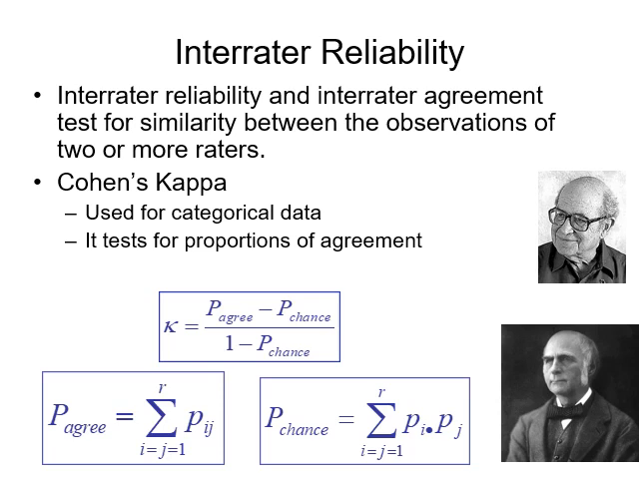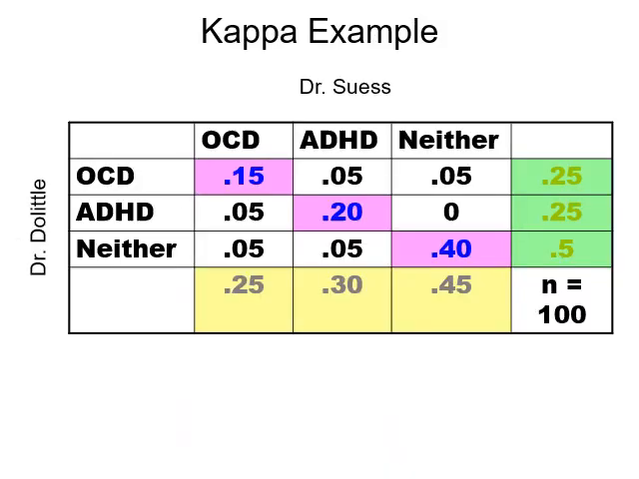So let's take a look at how you'd actually calculate this. You'd create a table. So for example, I have two raters, Dr. Doolittle and Dr. Zeus, and they're diagnosing patients with either OCD, ADHD, or neither. So the first thing that I need to do is, how often did they agree? What was the percentage of times they both said the same patient had OCD? What was the percentage of times they both said patients had ADHD? And what was the percentage of time they both agreed on neither? That's my percentage of agreement.